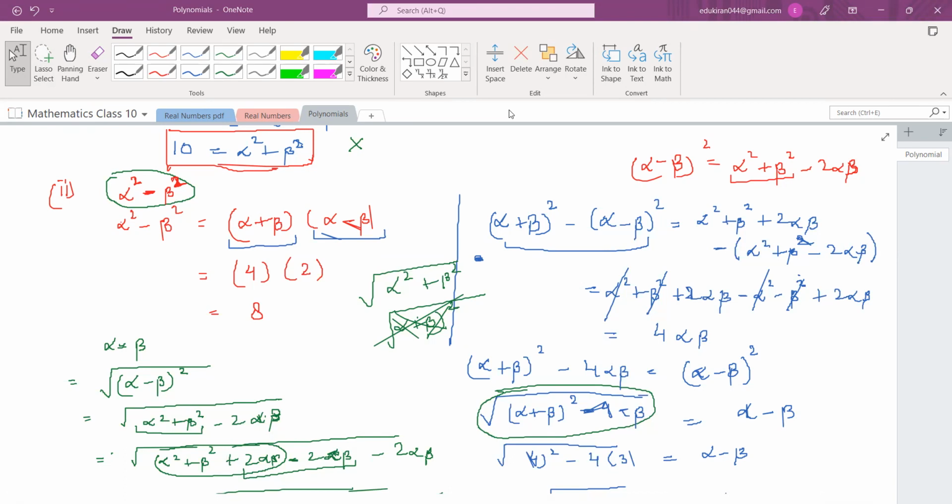Now, ma'am, can you explain the third of question number 1 in exercise 2.2? Third of question number 1. Okay, let me open. Ma'am, completed. Okay, completed. 6x square minus 3 minus 7x. Yeah, just a minute.